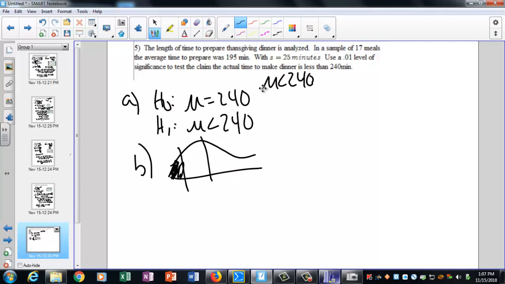It's less than, yes? Now, at that point, excuse me, oh, this is a T-score. We got to know degrees of freedom. Degrees of freedom is what? N minus 1. So in this case, it is 16. Going over to 0.01 under one tail, what do you get? 2.583.